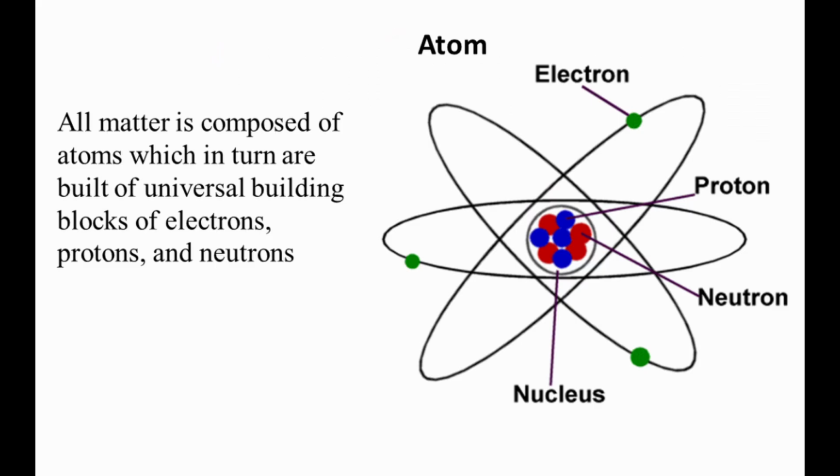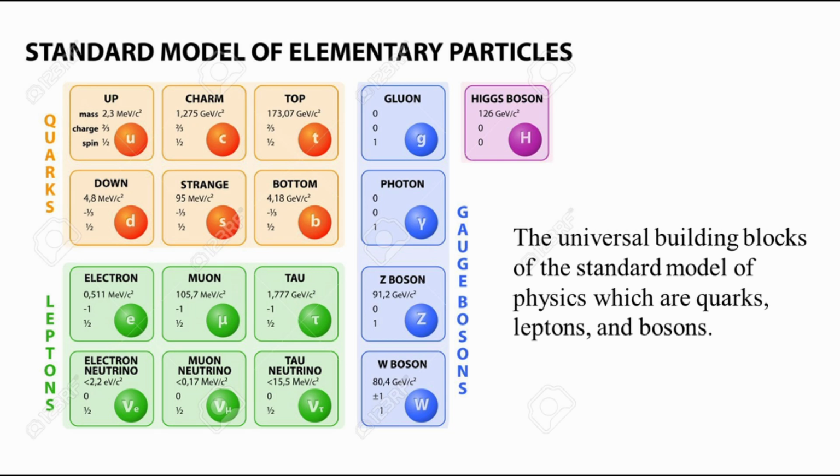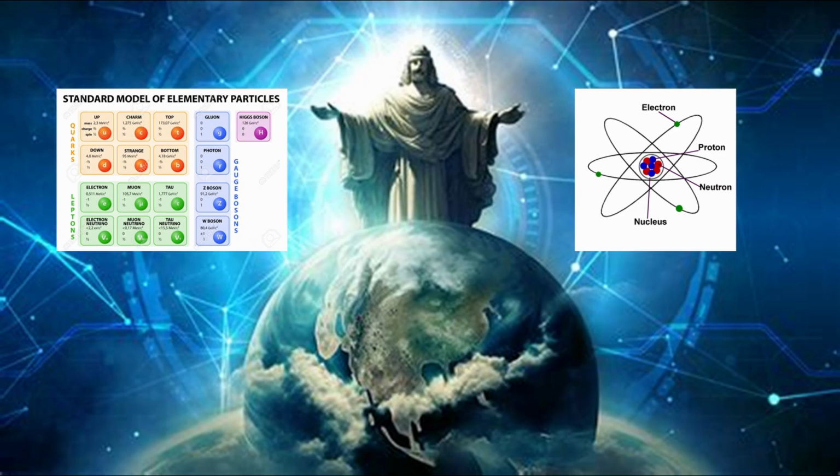In the world of physics, all matter is composed of atoms, which in turn are built of universal building blocks of electrons, protons, and neutrons, or the universal building blocks of the standard model of physics, which are quarks, leptons, and bosons. God chose these natural building blocks to build the universe as a conscious decision, not out of necessity. God might have chosen to use different size protons to build different atoms. God might have chosen to eliminate neutrons and neutrinos. We discover the laws of physics are based on what God decided to do, not what God needed to do.